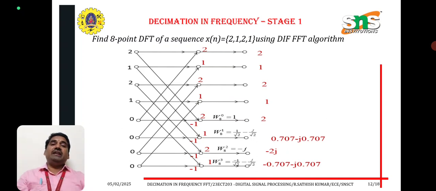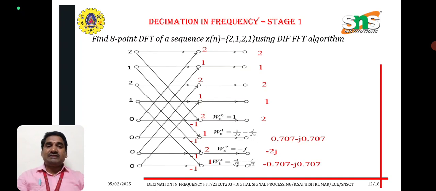Find the 8-point DFT of the sequence x of n equal to 2, 1, 2, 1 using the DIF FFT algorithm. 2, 1, 2, 1, remaining all others are 0. We can get the output sequence 2, 1, 2, 1, 2, minus 0.707 minus j 0.707, minus 2j, minus 0.707 minus j 0.707.